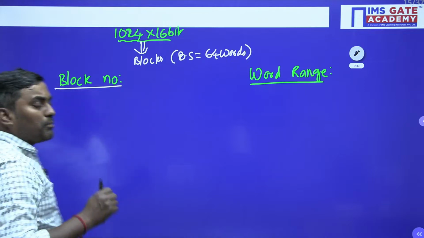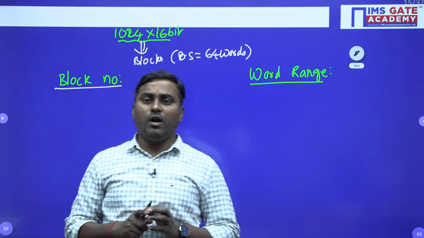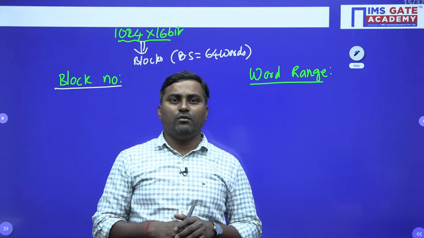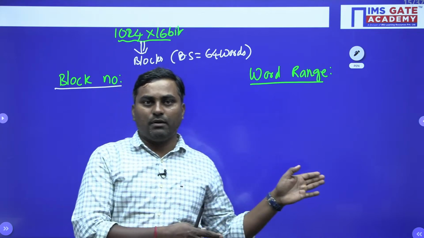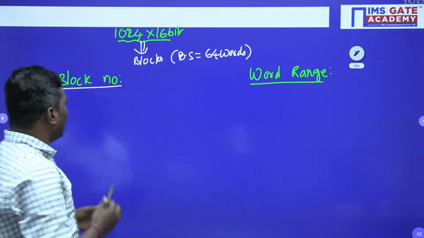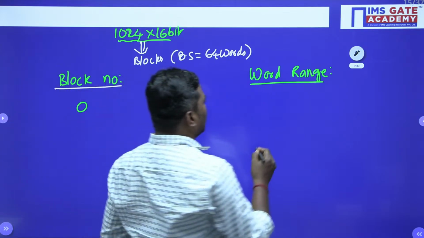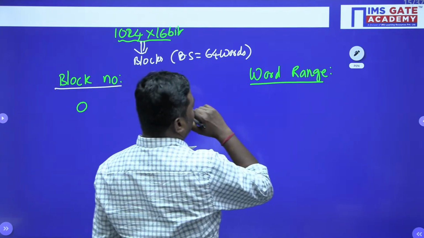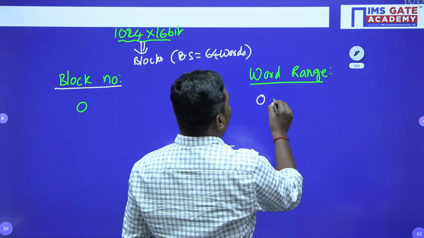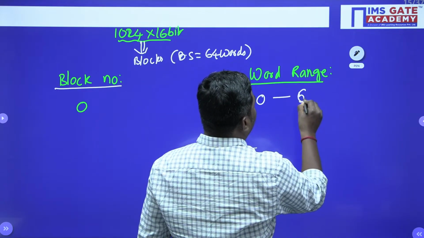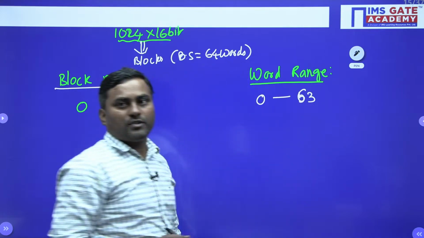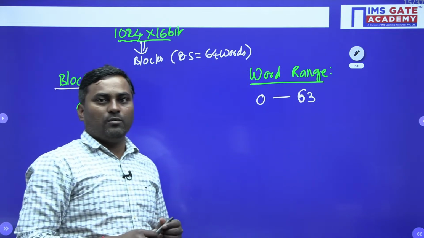So, a few things we can observe here. Total how many blocks are there in main memory? With an example, I consider 16 blocks. Block number 0: what is the word range? The block size is 64 words, so the word range is 0 to 63, right? Correct or not?